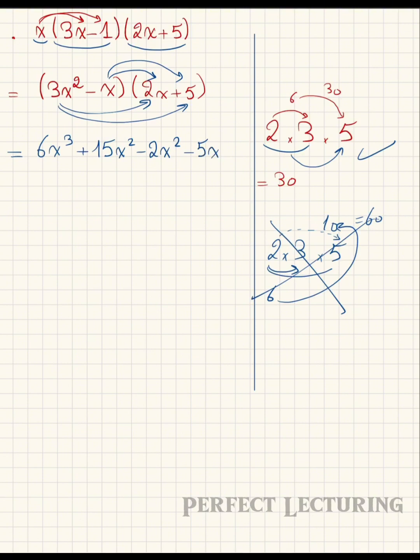Then we add like terms, if any. So we have 6x to the power of 3, that's the only x cubed in the expression. We have 15x squared and negative 2x squared, that is a 13x to the power of 2. And finally, the negative 5x. And that's how we simply multiply any polynomials. In the next video, I will talk about division.